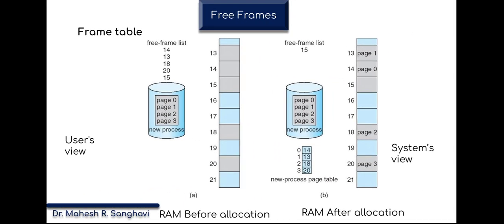Now the next part, if you observe here, is ultimately the frame table. Now you can understand from this diagram that if you are observing the RAM, that is main memory, before allocation nothing is allocated here, because everything is free space, and these are the paging addresses.